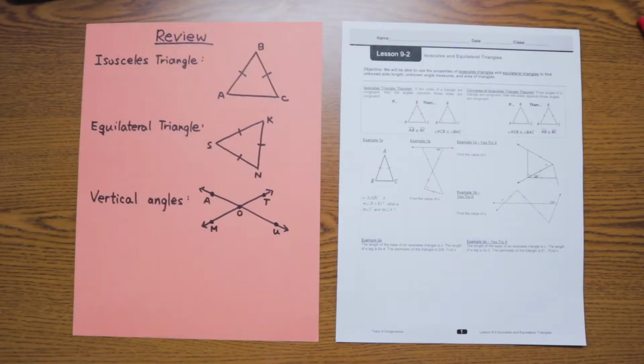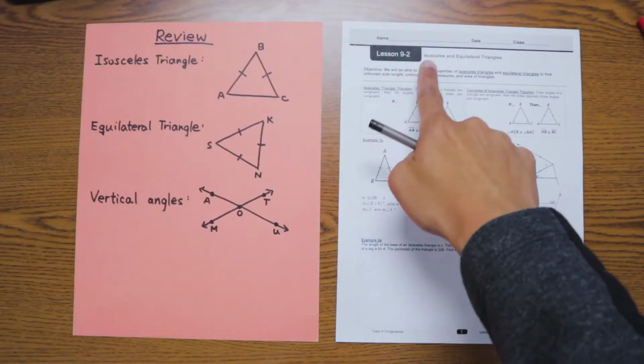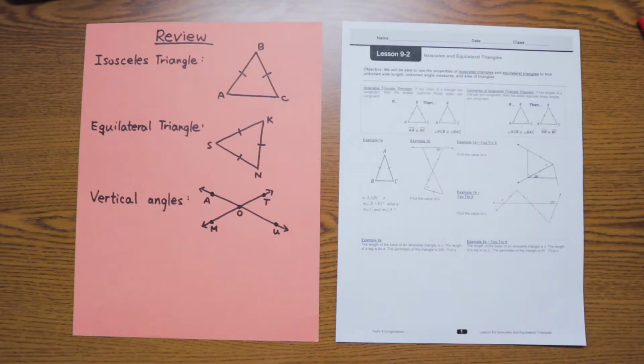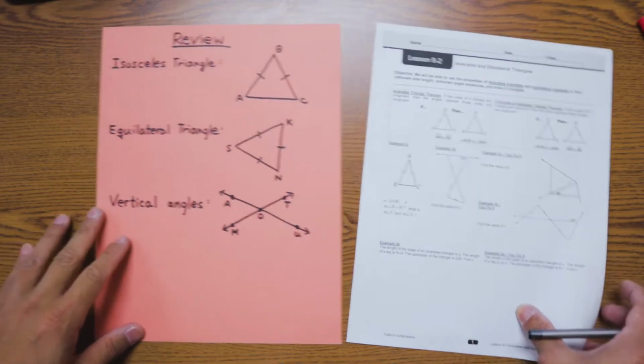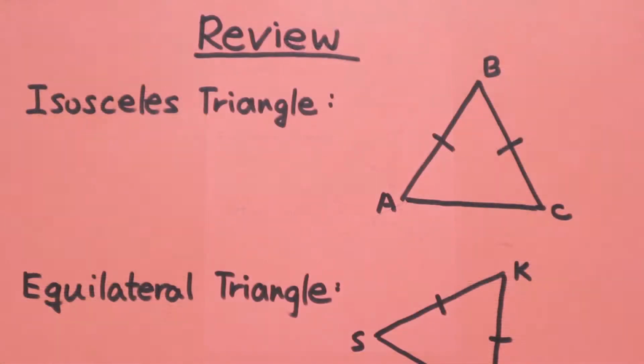Good morning, everybody. Today we are learning lesson 9-2, isosceles and equilateral triangles. You probably have seen isosceles and equilateral triangles in the past, and therefore let's review what they are again. Well, the first triangle that we're going to look at is something called an isosceles triangle.